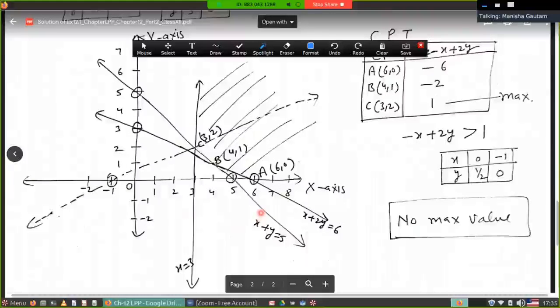Do exercise 12.1. These are the important questions where I have told you how to do the questions.